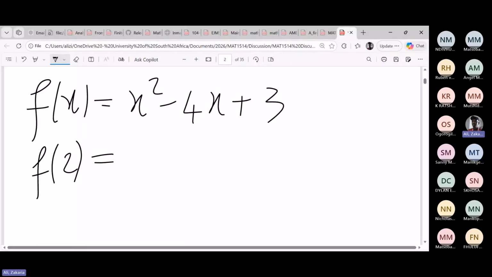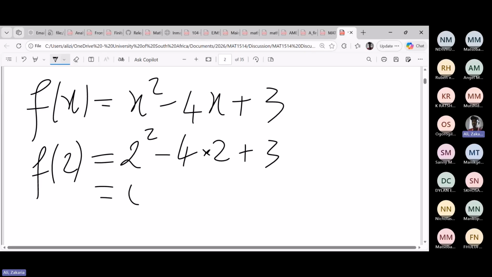We substitute where there is x by 2. So here it is 2 squared, then minus, let's say, 4 times 2, and then plus 3. So that's going to be 4 minus 8 plus 3, and then the answer is 7 minus 8, which is minus 1, right? So that's just a way to evaluate the function. So if you evaluate the function at a number, that is fine.